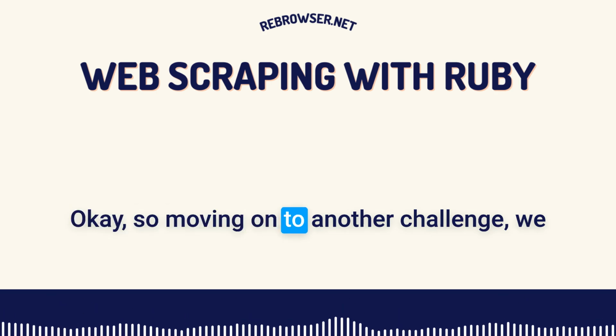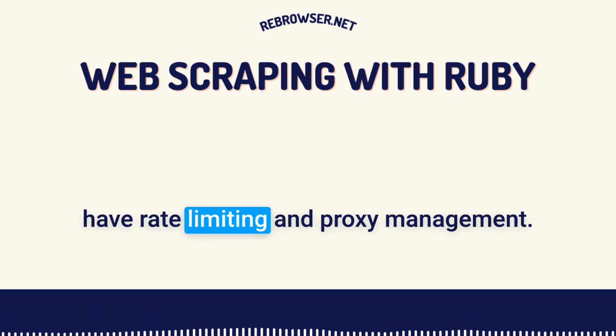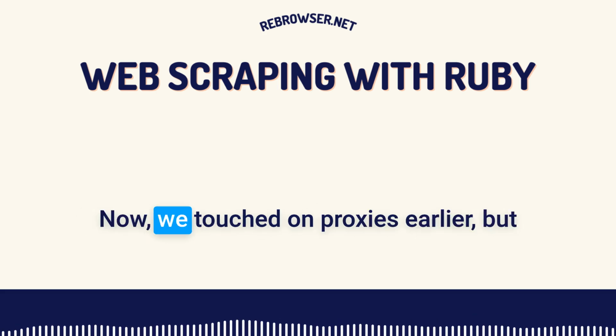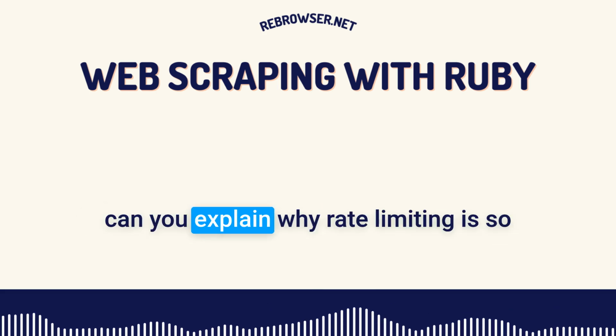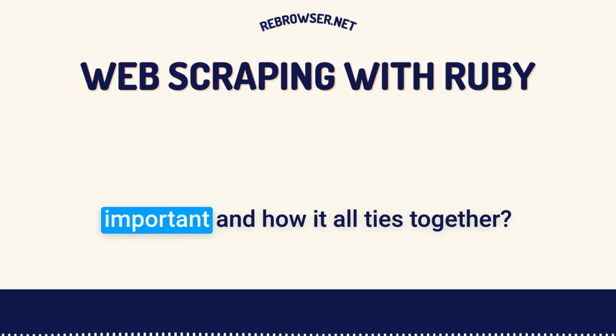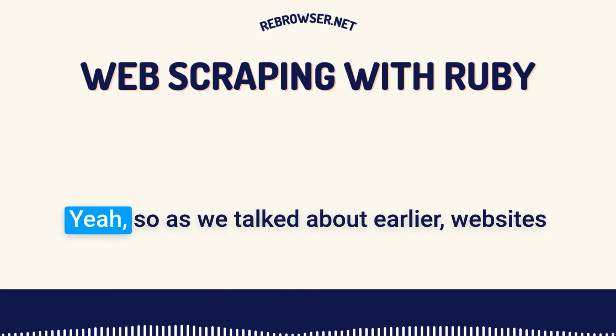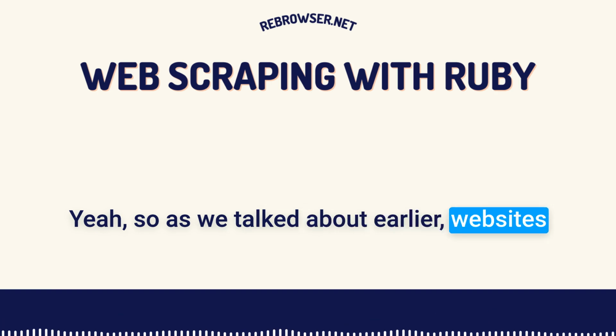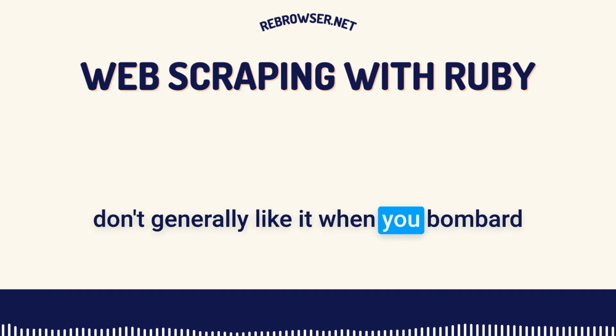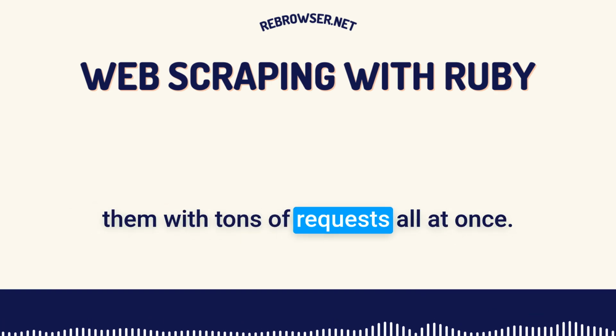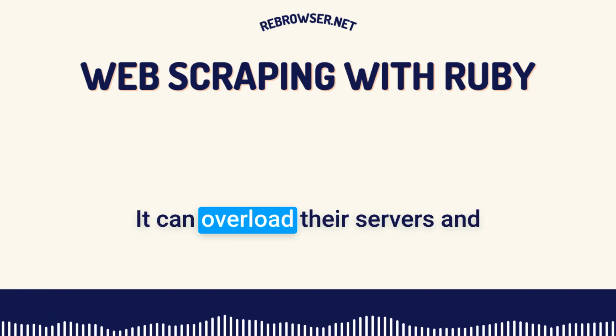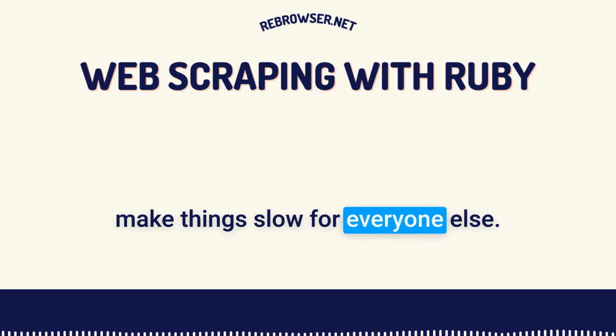Okay, so moving on to another challenge, we have rate limiting and proxy management. Now, we touched on proxies earlier, but can you explain why rate limiting is so important and how it all ties together? Yeah, so as we talked about earlier, websites don't generally like it when you bombard them with tons of requests all at once. It can overload their servers and make things slow for everyone else.